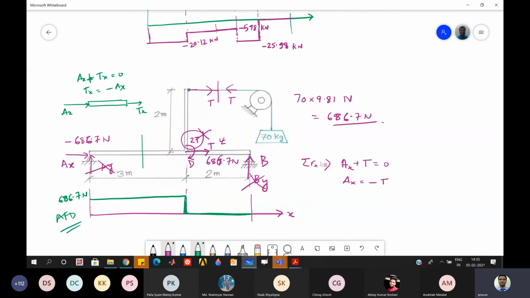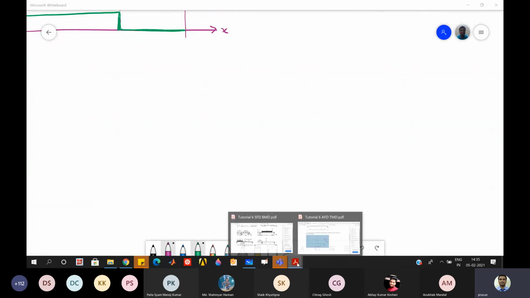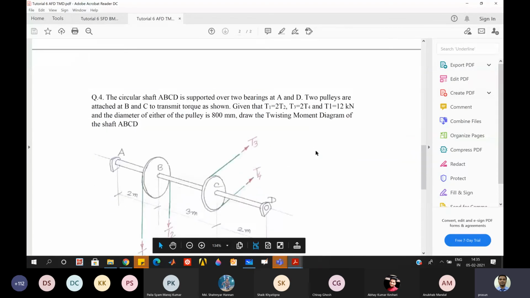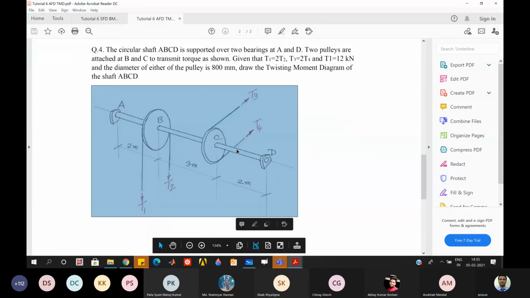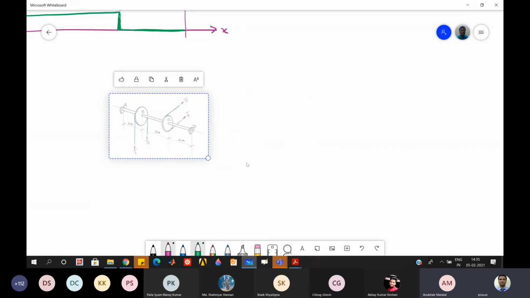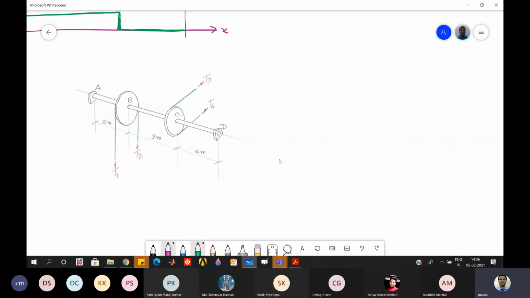So these are simple. Now we have one problem which is related to the torque diagram, twisting moment. How many of you solved this? Already have solved this one? Yes, sir, I solved it. Yeah, then you have to guide me for solving here in this live session. Can you tell me how you have solved?